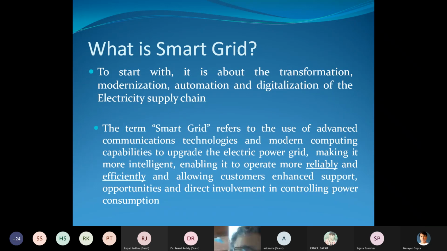Satellite communication is very important. Satellite solar power station is also very important. There is a sun in space 24 hours, so you can convert power and bring it to the earth.